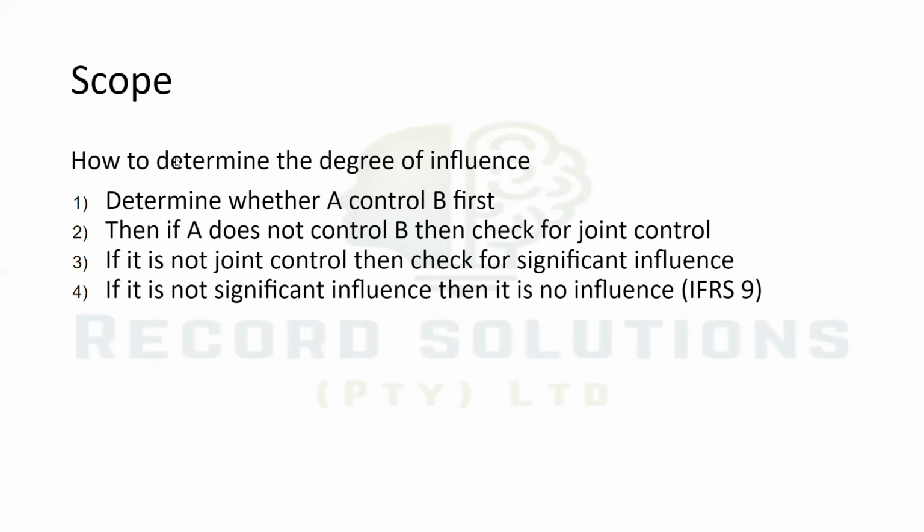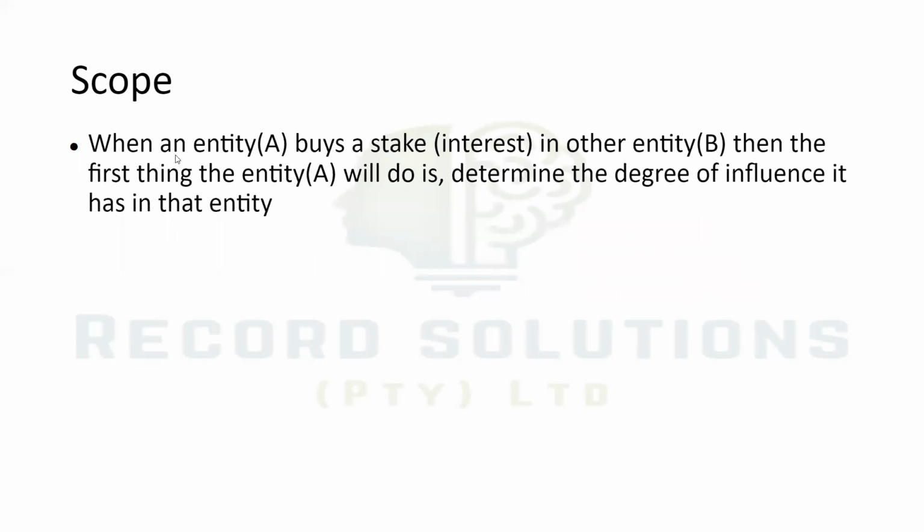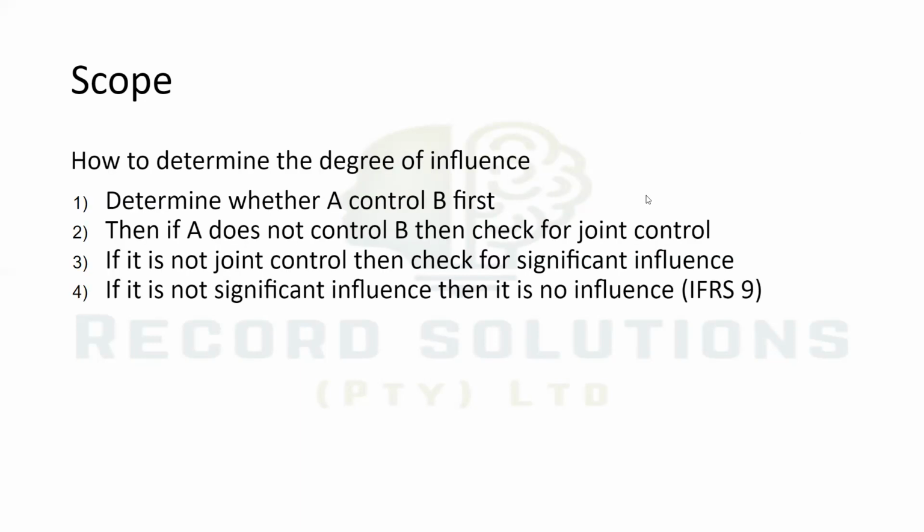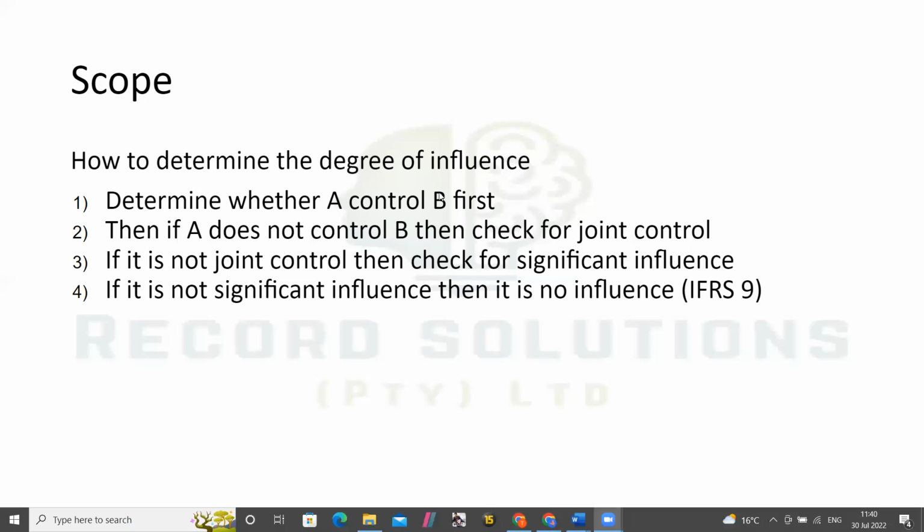So do you see the trigger? The trigger is when an entity buys a stake in another entity. You have to check what the degree of influence is. So then after, now we are in the scope section. So we are in the scope section now. We want to determine whether we actually do control this entity. And then, so how do we determine this control?